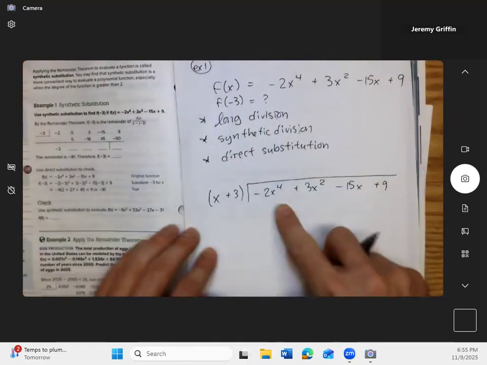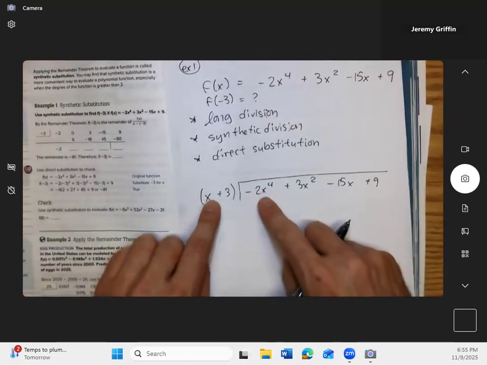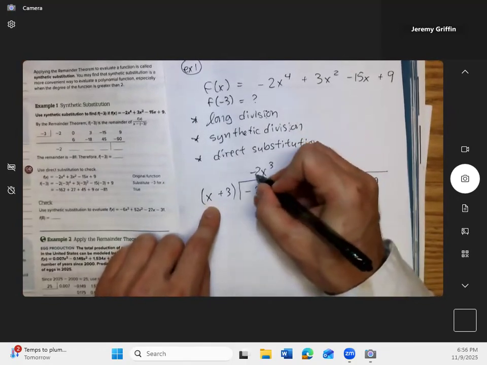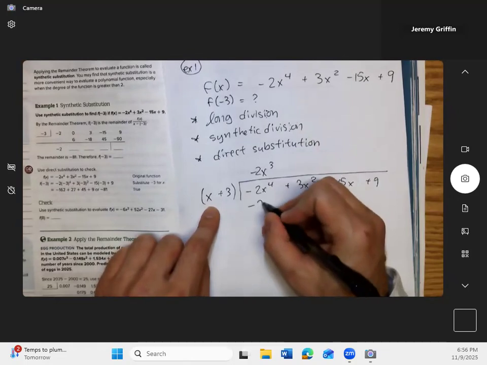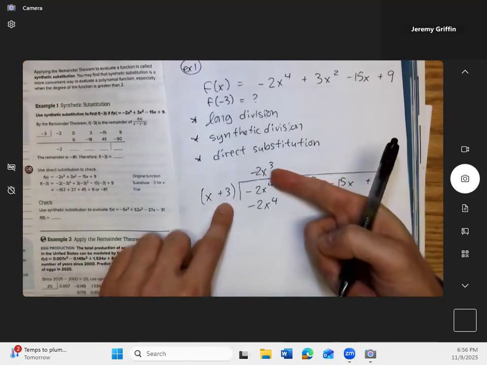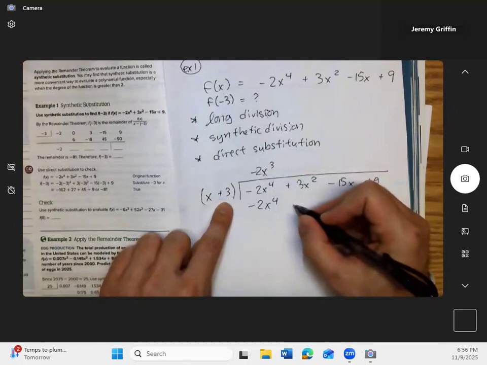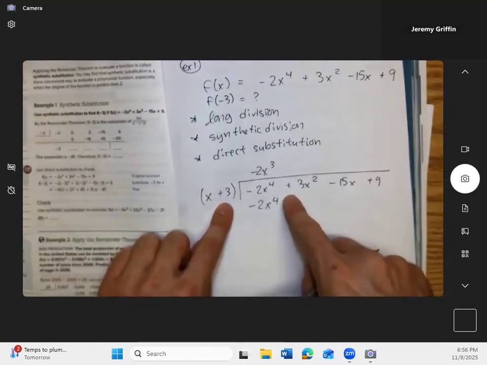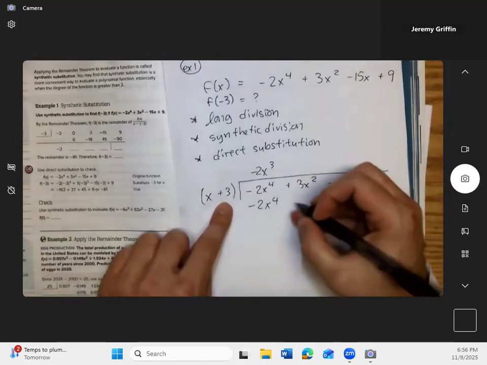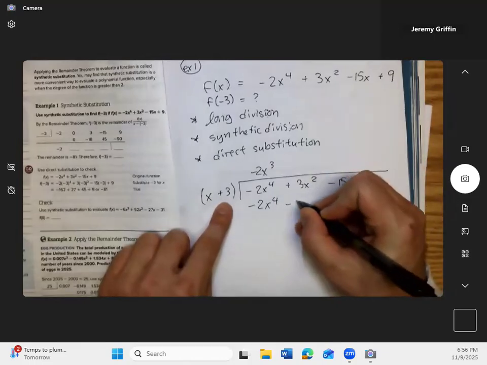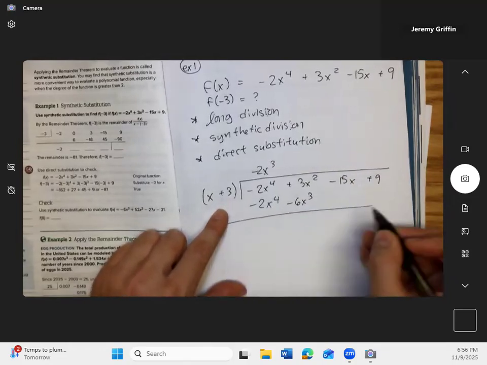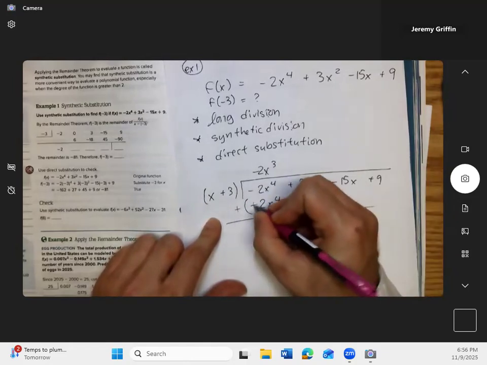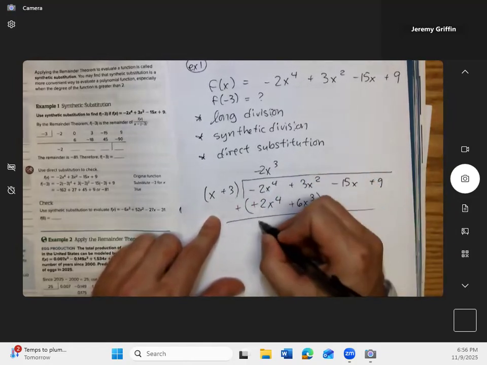So how many times does x go into this first term? Well, I see x to the 3 times negative 2. Multiply that out: negative 2x to the 4, and then negative 6x cubed. I don't actually have an x cubed term, so I'll have to keep that in mind when I go to synthetic division, but we'll hold on to that for later. So this would be minus 6x cubed. Now remember I'm subtracting this off, so this could be plus plus plus. So this zeroes out, of course.